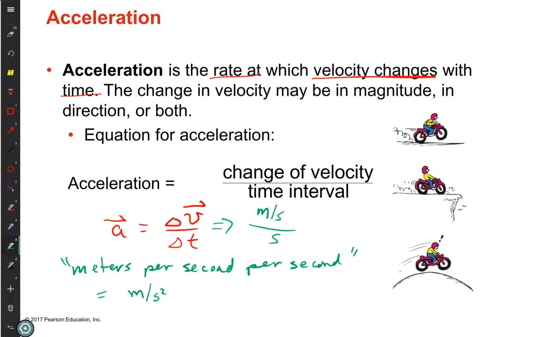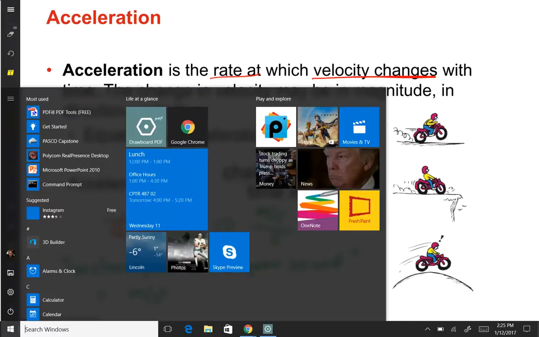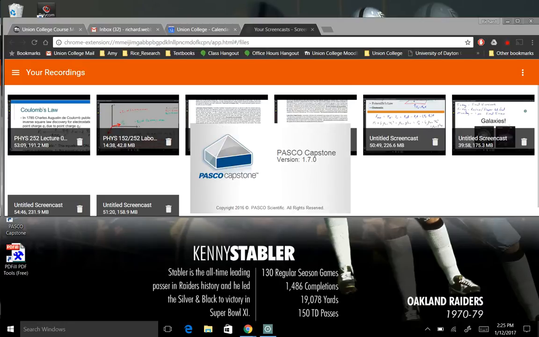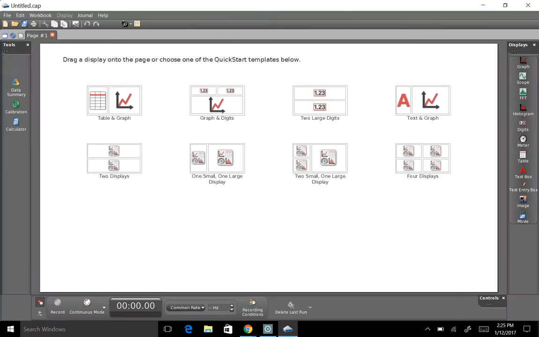Any questions before I go to the actual experiment? Okay, then let's go to the actual experiment. For the actual experiment, and this is risky, I didn't start anything up or even connect it yet. We're using our PASCO software and this PASCO universal interface.